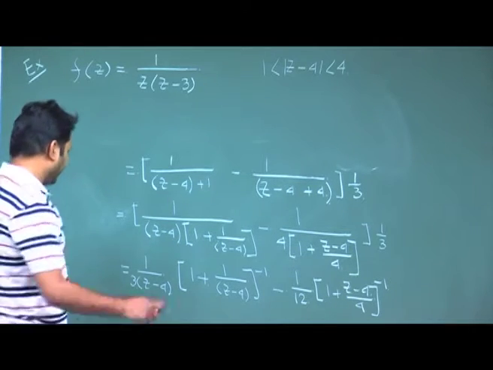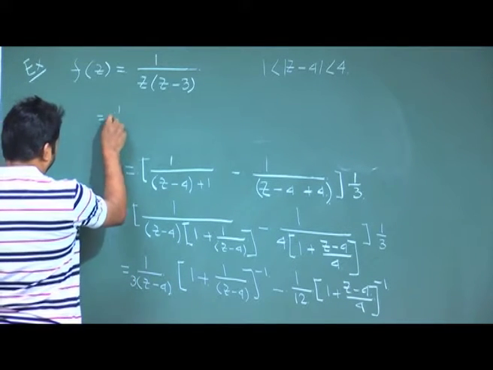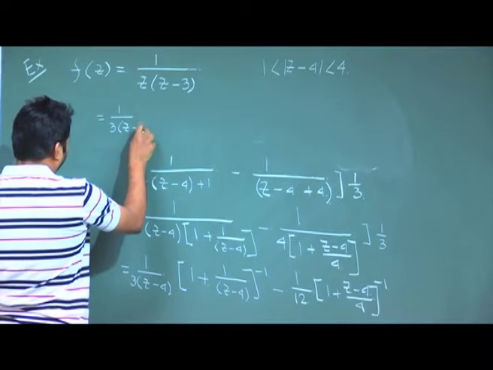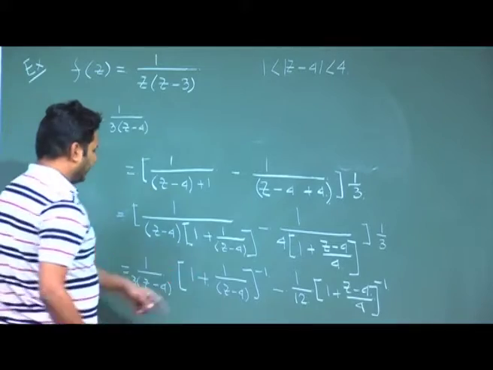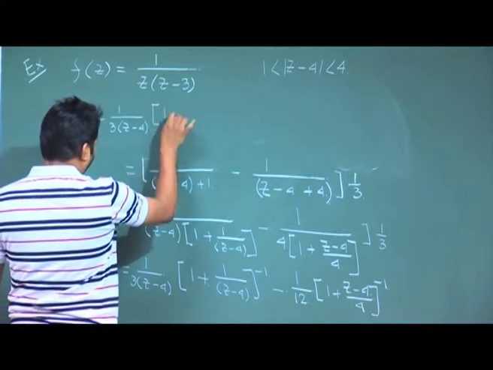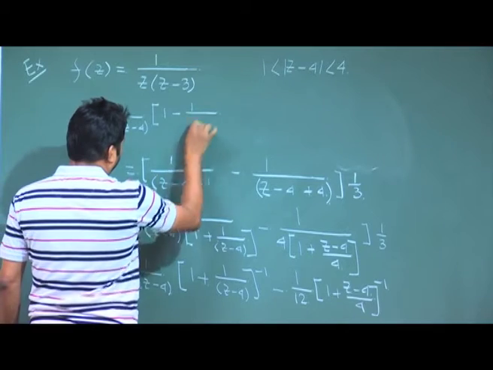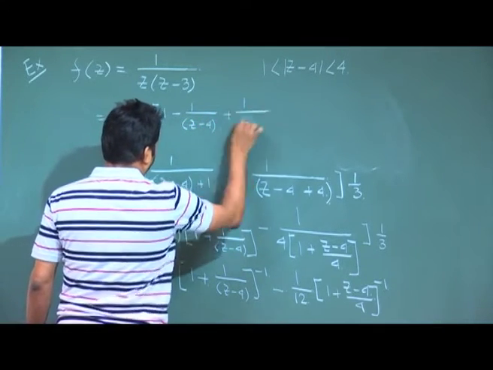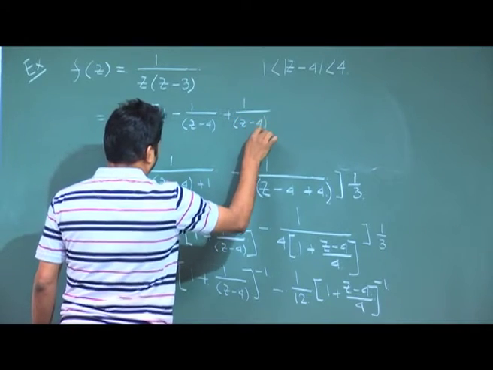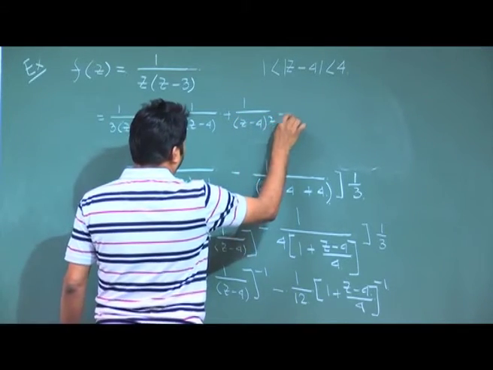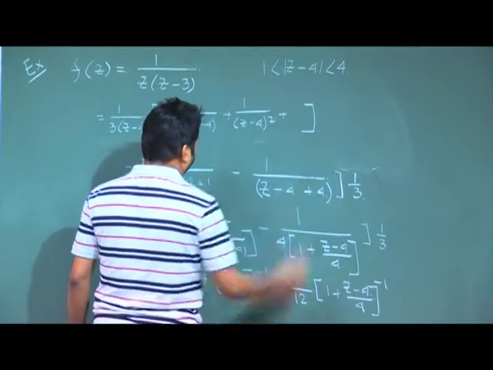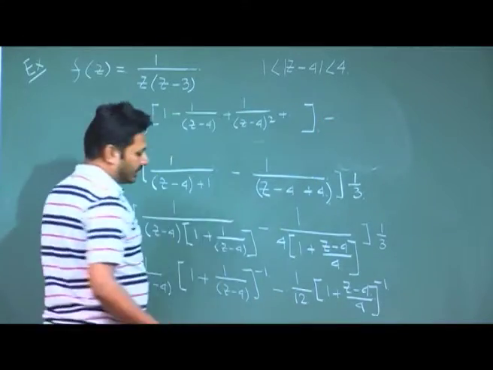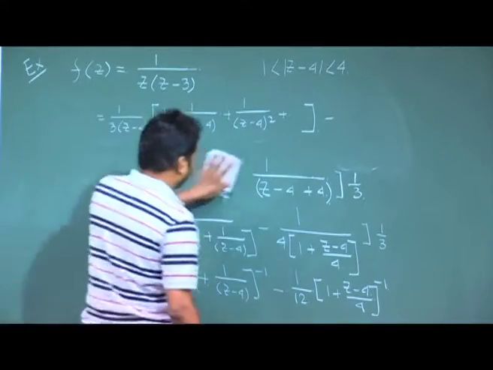Now, if I expand, it will be something like 1 divided by 3(z minus 4), then this series, which is 1 minus 1 by (z minus 4) plus 1 by (z minus 4) whole square, and so on. This is one series, and another series we will have for the other term. So, let me erase this part.